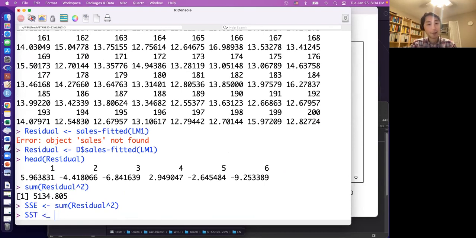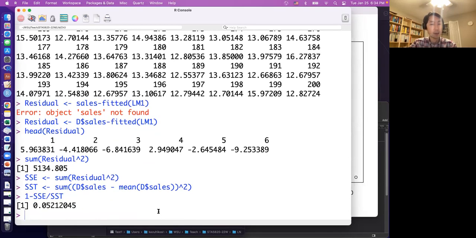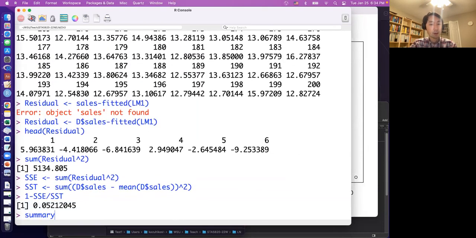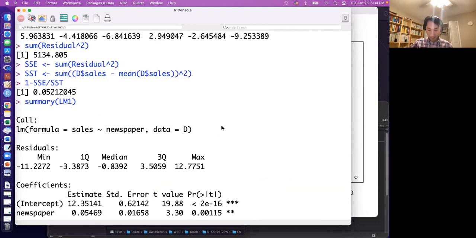And sum of squares total is just y minus the mean of y, right? So y is here, the details. Then we take the square and take the summation, right? So then SSE over SS total, then 1 minus this is 0.0521. So that is the LM1 result, 0.05212. So basically you can follow this to answer questions.